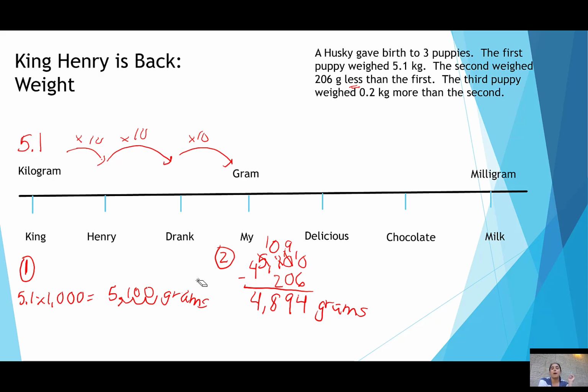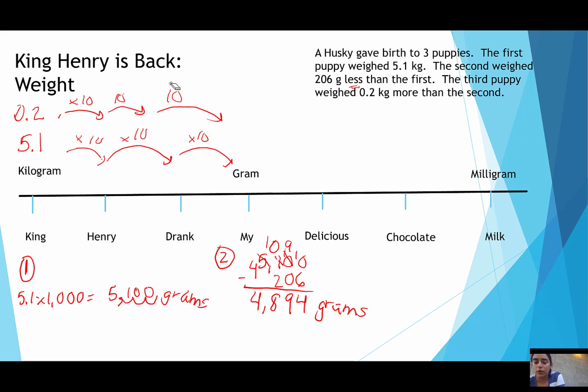Now it says the third puppy weighed 0.2 kilograms more than the second. So the first thing we got to do is we got to take 0.2 of a kilogram and convert it into a gram. So it's the same thing. Going 1, 2, 3 times. I'm going down 3 times, so it's 1,000 times smaller.